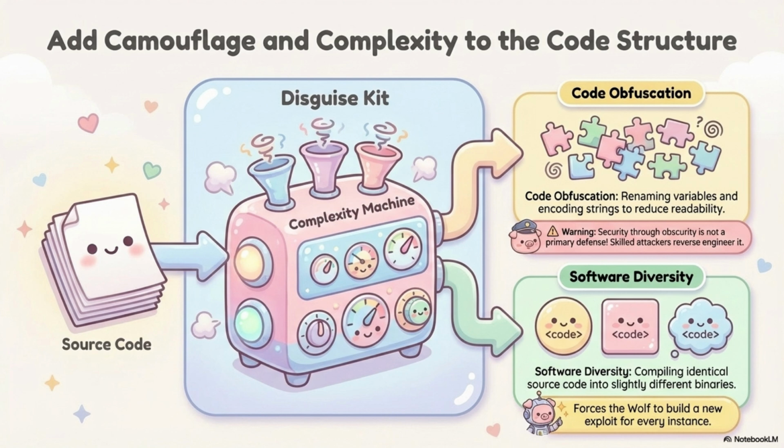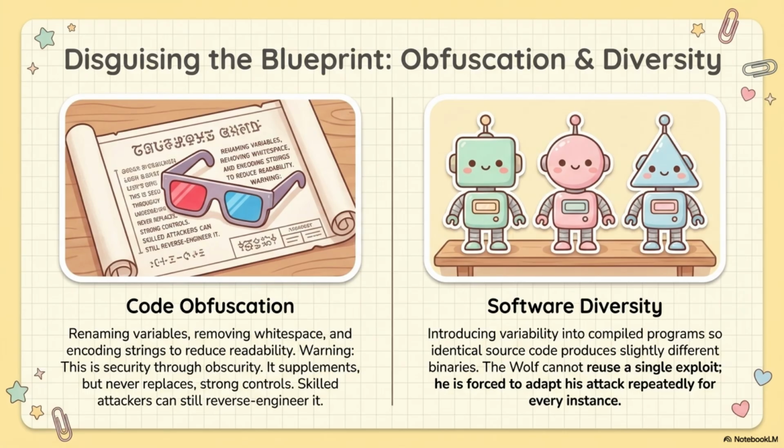Software diversity introduces variability into compiled programs so that identical source code may produce slightly different binaries.